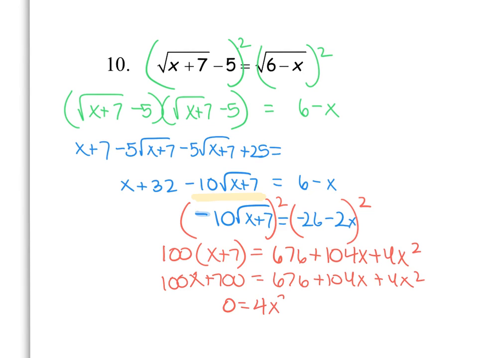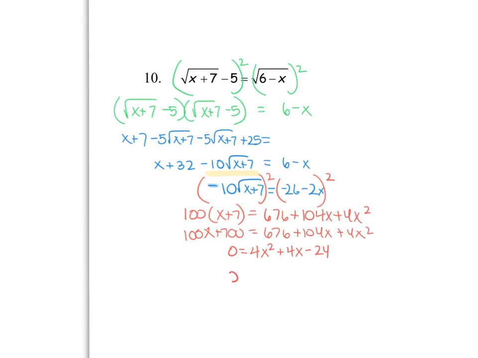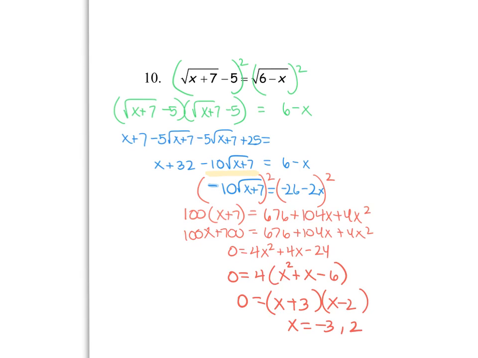So we have 4x squared plus 4x minus 24, right? Yes. And notice everything is divisible by 4, so that is good. So you have x squared plus x minus 6, and our two factors of negative 6 that add up to positive 1 are x plus 3, x minus 2. And you get negative 3 and 2. So what we have to do is go back and plug it in to see if either work, okay?